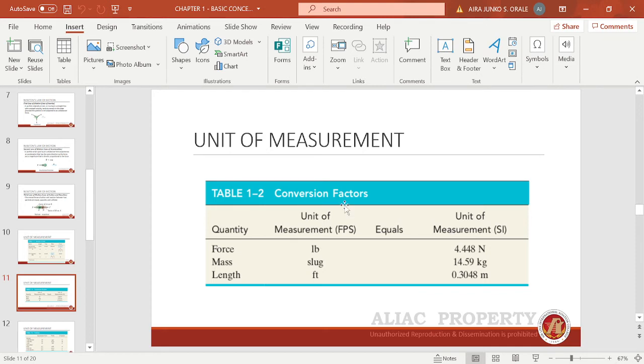So for conversion factors, you can use calculators or search the internet for units which are not available here in the PowerPoint presentation. But for force, one pound in the FPS system, feet-pound-second, is equal to 4.448 newtons. If you are going to convert, you can use these units. For mass, one slug is equal to 14.59 kilograms. For length, 1 foot is equal to 0.3048 meter.